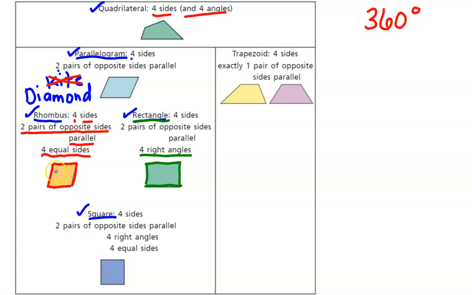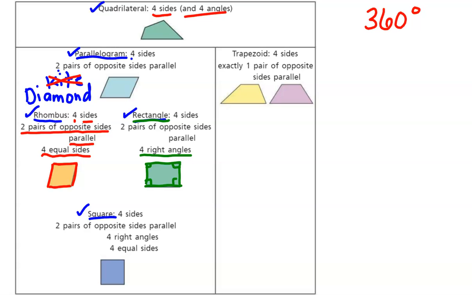That's something your rhombus is missing. A rhombus does not have four right angles. Instead, it's got two acute angles and two obtuse angles. But this rectangle has four right 90-degree angles. So its more specific name is a rectangle, although it is technically a parallelogram, and it is also technically a quadrilateral.